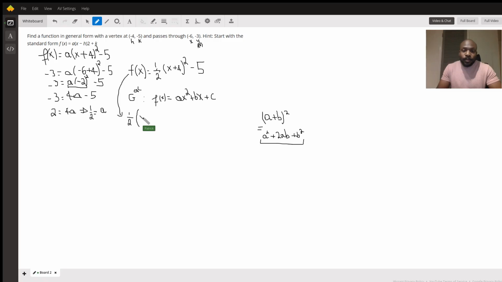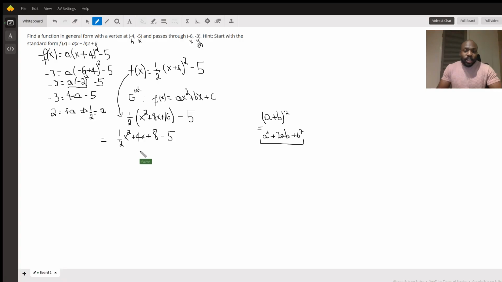So it's x squared plus 2 times x times 4. So 2 times 4, 8, times x. And then plus b squared, 4 squared is 16. Keep in mind that's in the parentheses, and then the minus 5 is outside. From there, we're going to distribute the 1/2 to everything in the parentheses. So we get 1/2 x squared, plus 4x, because 1/2 times 8 is 4, plus 8, minus 5.